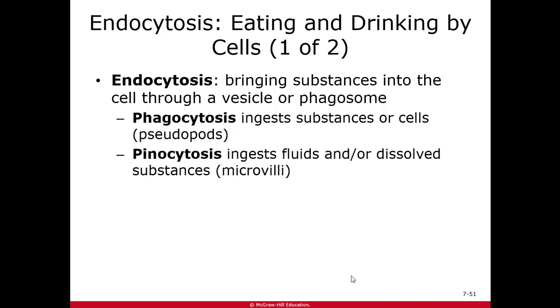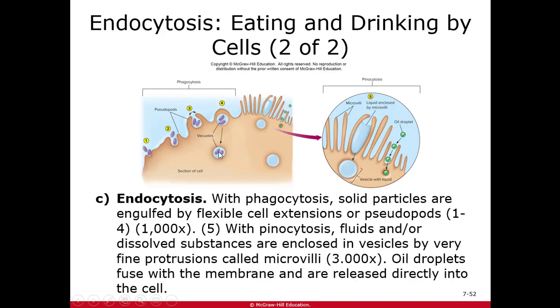They eat bacteria. They go around, form what's considered a pseudopod, or a little false foot, around the bacteria, bring it in, break it down, and then they keep doing it. Pinocytosis is bringing fluids or very small dissolved substances inside of a cell. This is just showing endocytosis, how it's going to go around various substances and bring it in. That's the phagocytosis.